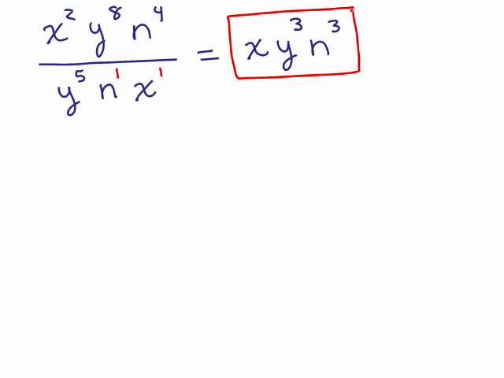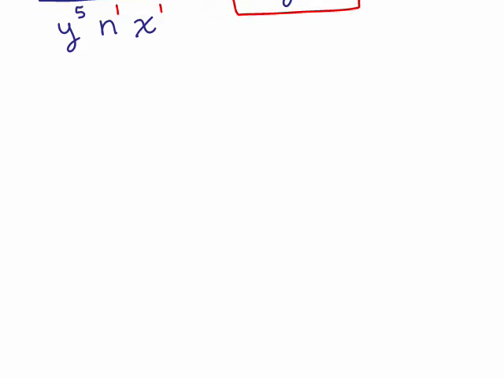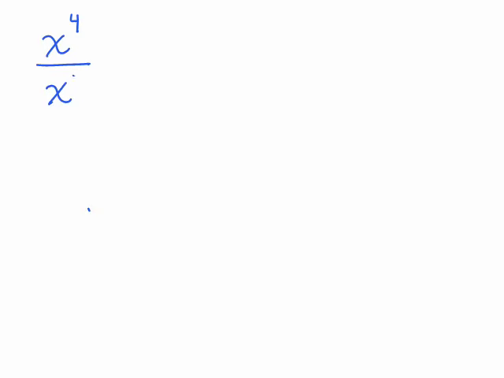Alright, now we're going to do one that's a little bit different. Let's say you had x to the 4th over x to the 4th. Okay, well, gosh, those are exactly the same. So it stands to reason that that's just 1. You know, that's like 3 over 3 equals 1. Any number that's the same thing over itself is going to completely cancel to 1, correct? So x to the fourth over x to the fourth is 1.